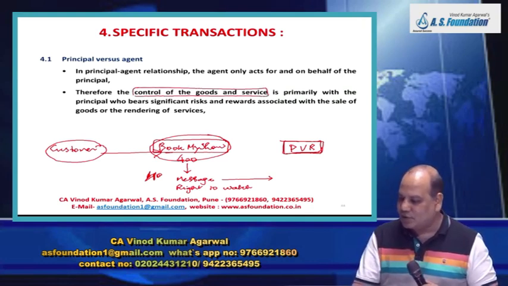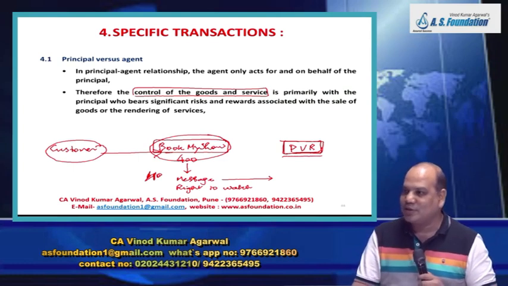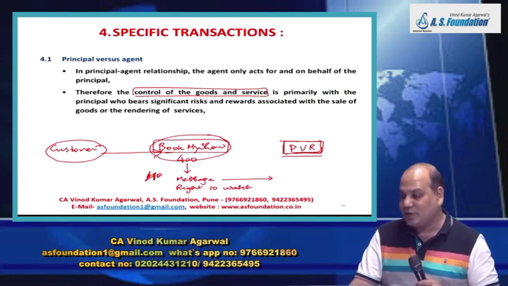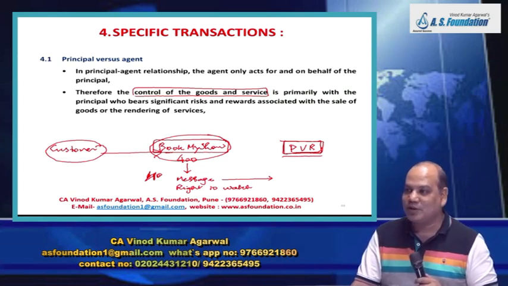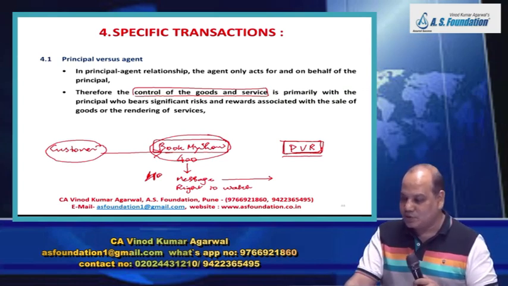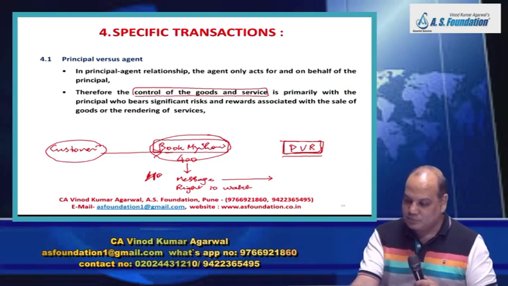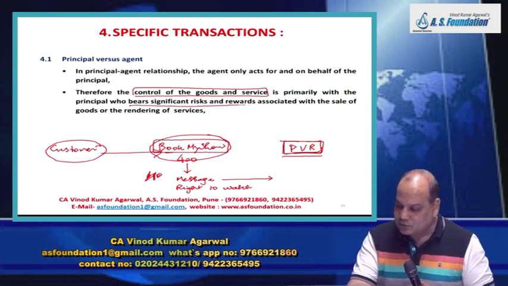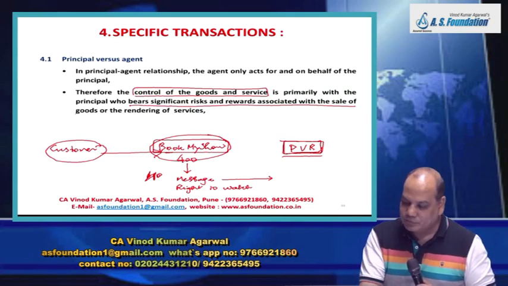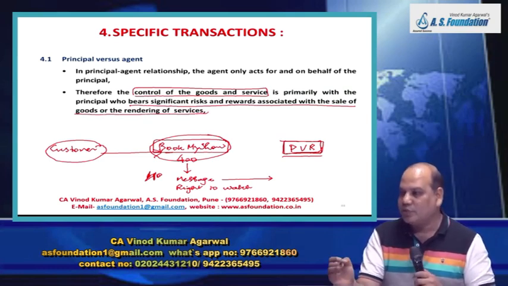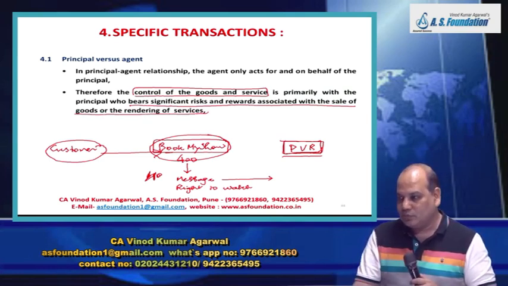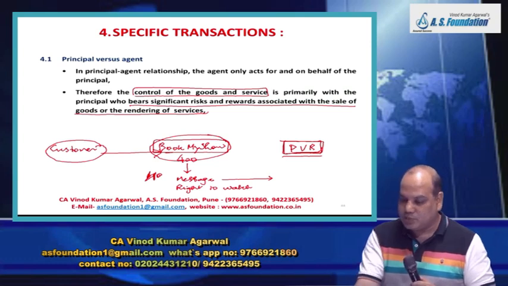In the original example, PVR controls the goods and service. But in the second example, it is the Book My Show company which starts controlling the goods and service, and is primarily the principal who bears the risk and reward associated with the sale of goods or rendering of the service. Okay, so keep this paragraph in mind.